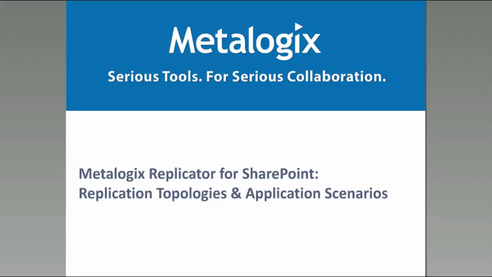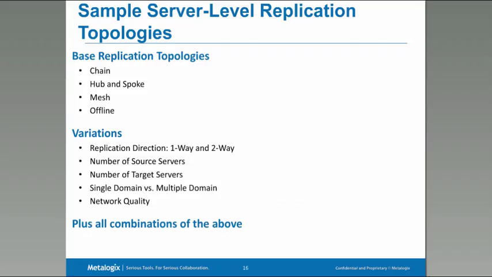Through those as quick as we can, and then open up questions. Really, the basic topologies that we've already talked about are chain, hub and spoke, mesh, and offline. And the variations on those are different directions of replication, the number of source servers, the number of target servers, your domain, single domain versus multiple domain, and network quality. And then all combinations of the above. So really, you're only limited to what you can imagine in your design or how you can set Replicator up.